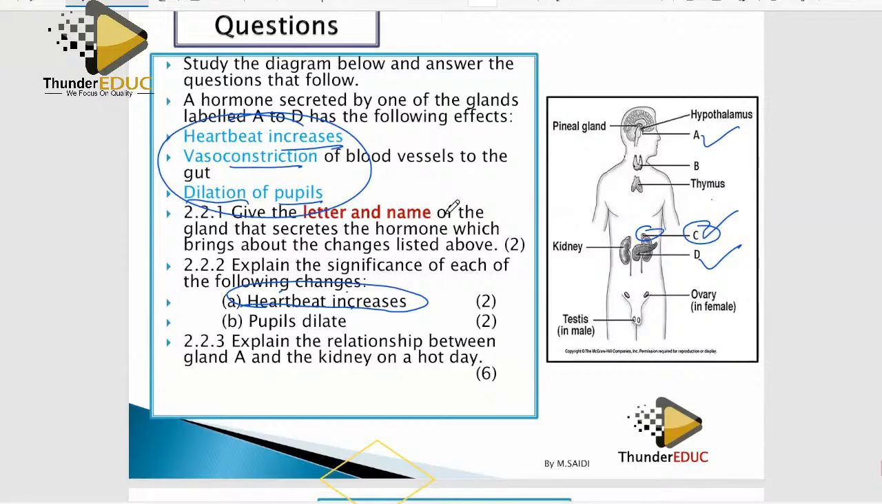Let me make it more scientific. When the heartbeat increases, the blood flow will also increase to the muscles. But what is the essence of this blood flowing to the muscles and the brain? It's because the blood will contain the glucose, and number two, it will also contain the oxygen. Remember oxygen is responsible for respiration, so more energy is going to be produced, and then you are ready to fight or to take flight. You can't just run away when you don't have energy.